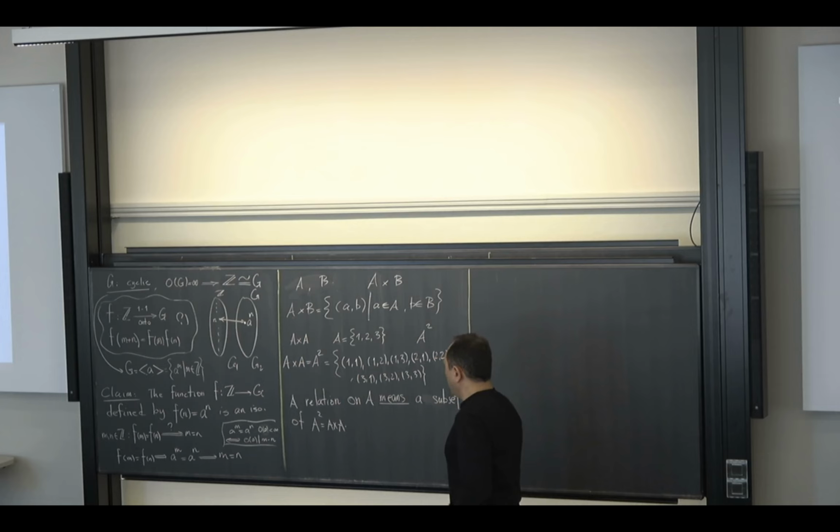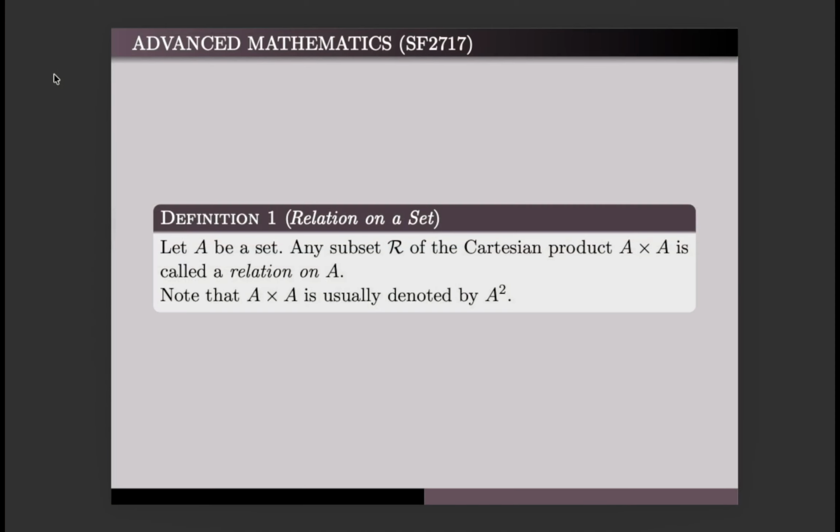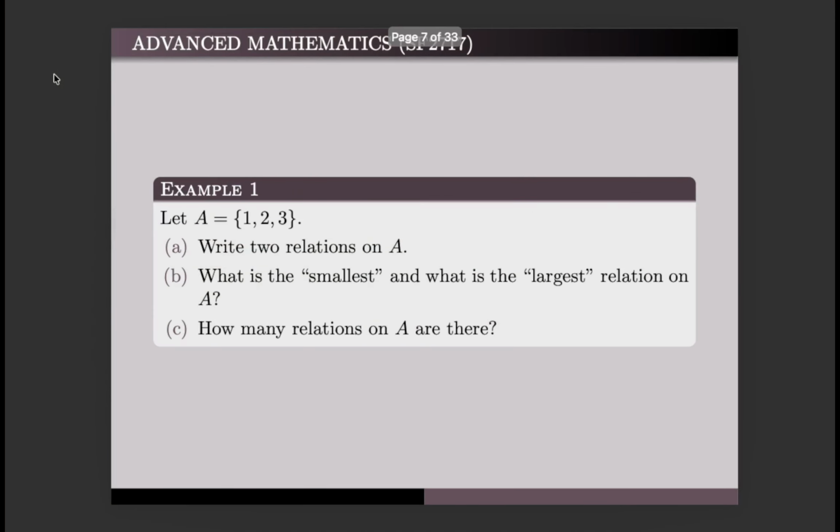So for making a relation, what ingredients do you need? You need a set, and in principle, you imagine A squared and write any subset of A squared. What you write is called a relation. Is that clear?